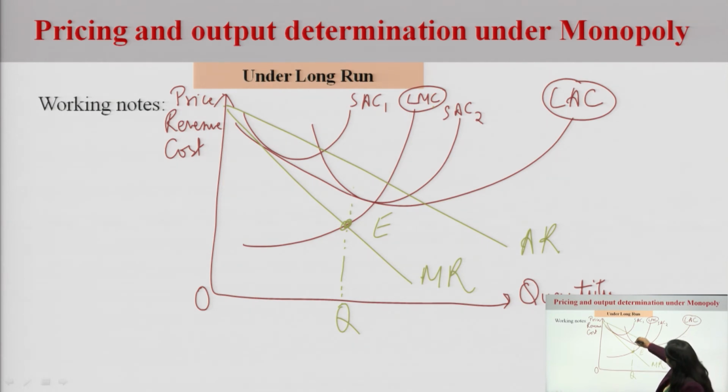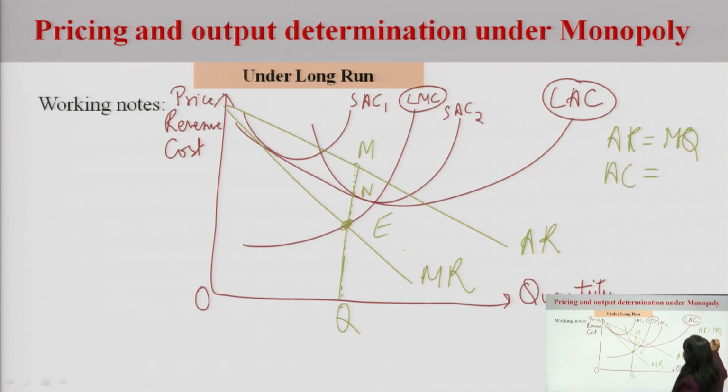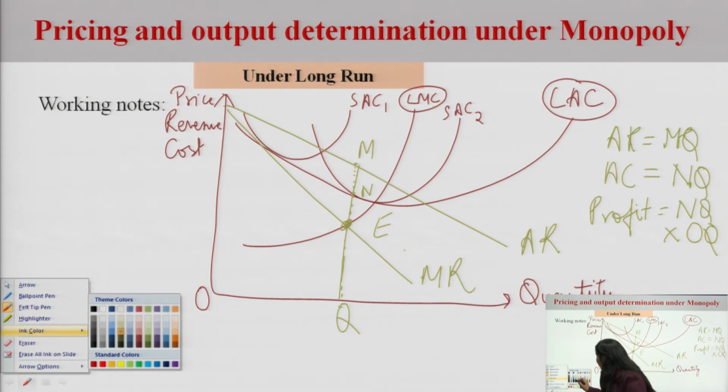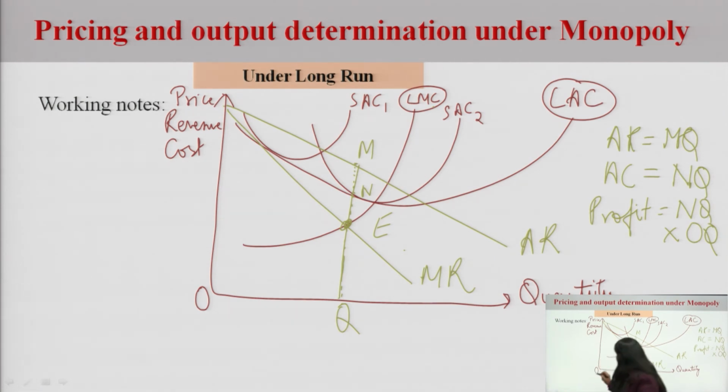Now, if we see this optimum output, what is the average cost? This is the average revenue and this much is the average cost, if we denote this by M and this by N. So, what is the average revenue in the long run? Average revenue is equal to MQ. What is the average cost? Average cost is equal to NQ. And what is the profit per unit? Profit per unit will be equal to MN. And what is the quantity sold? OQ.